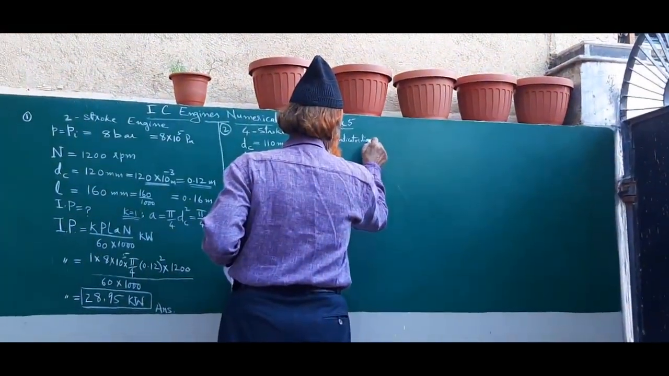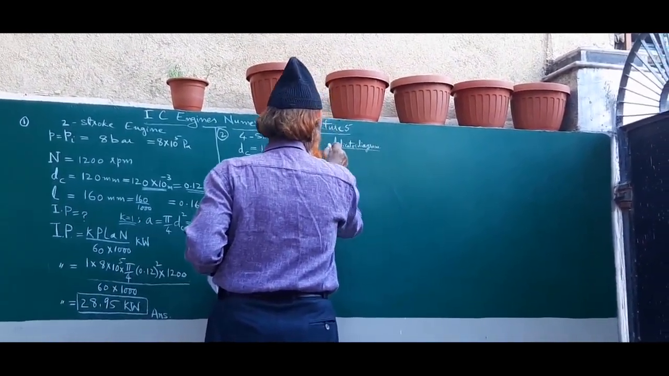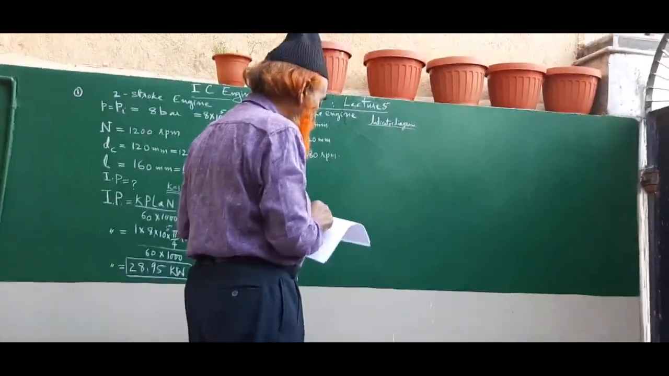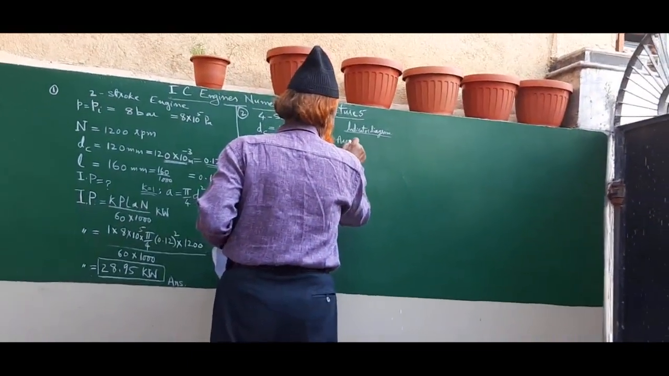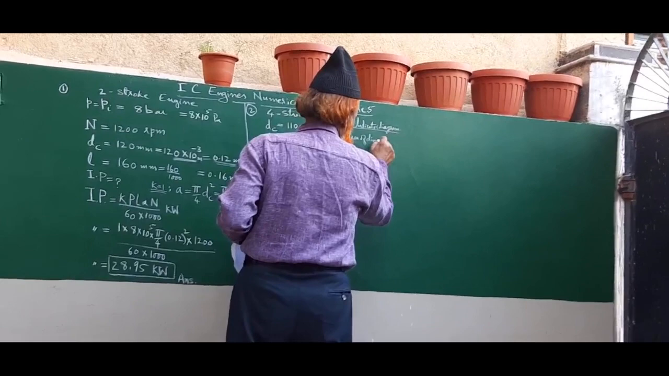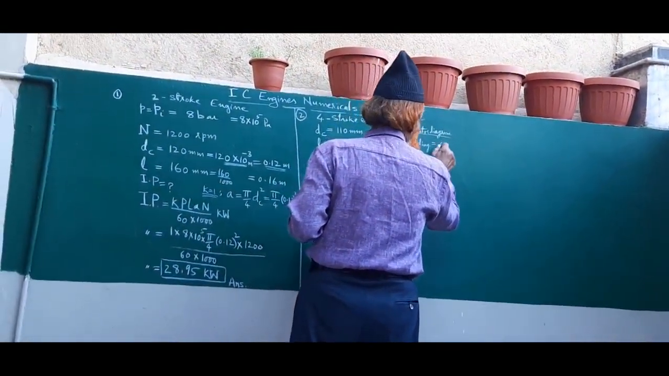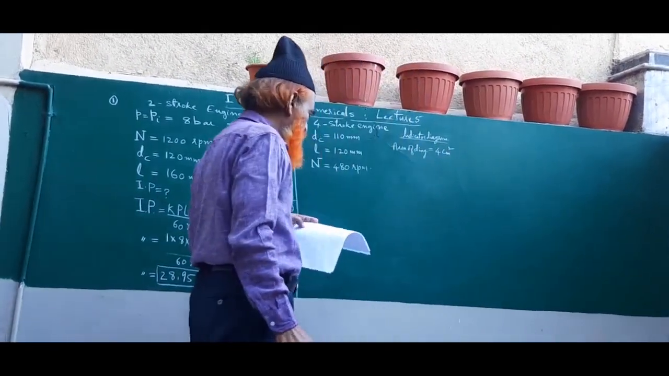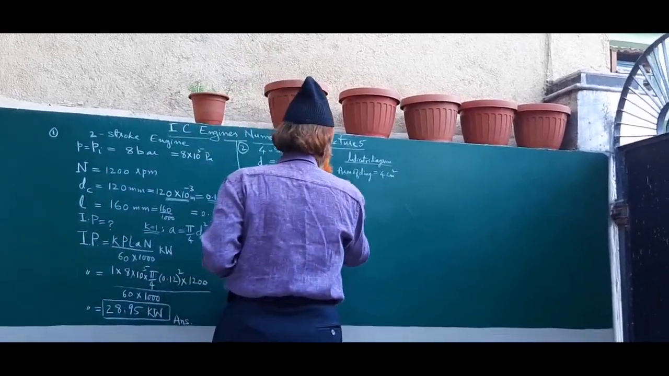Indicator diagram data you take separately. Okay. What is the data given? Area of diagram. Given how much? 4 square centimeter. Okay. And length of diagram it is.